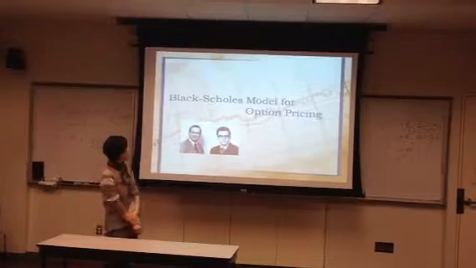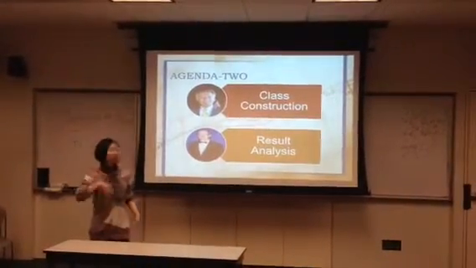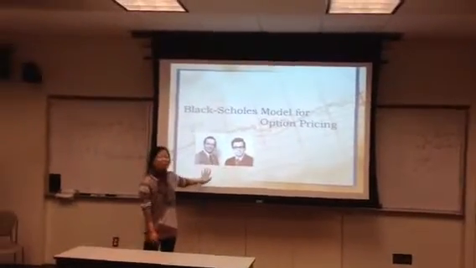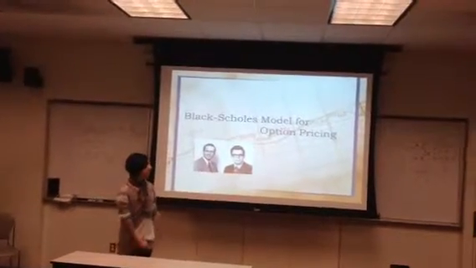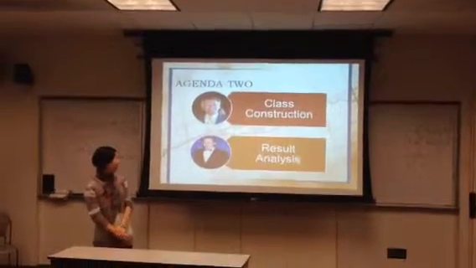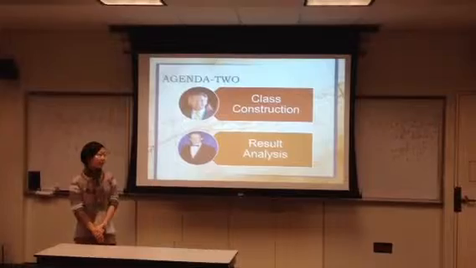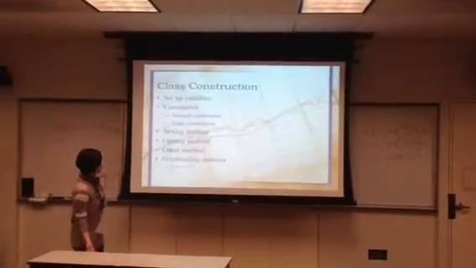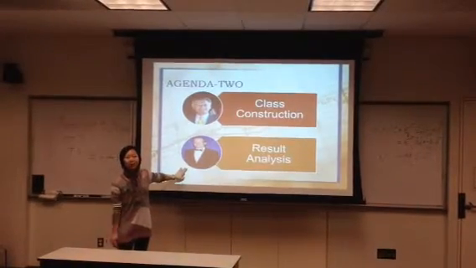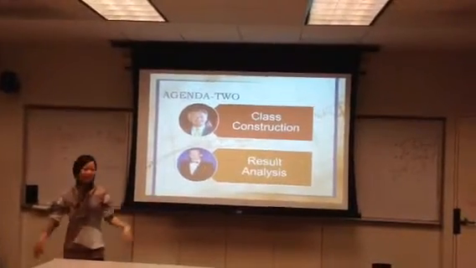And now let's move on to the Black-Scholes model for option pricing. By the way, can you go back? If you don't recognize them, these two are Black and Scholes when they're young. Next. We're going to divide this agenda into two steps. First is the class construction, and the second one is the result analysis. Go back. So this one is actually Black when he's older, and this one is Scholes, I think, just for something fun.